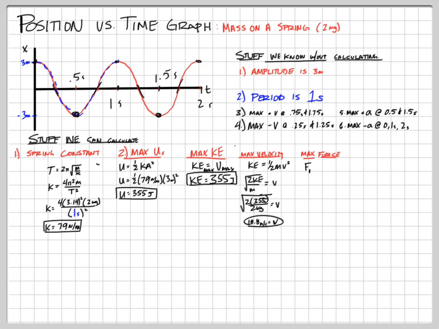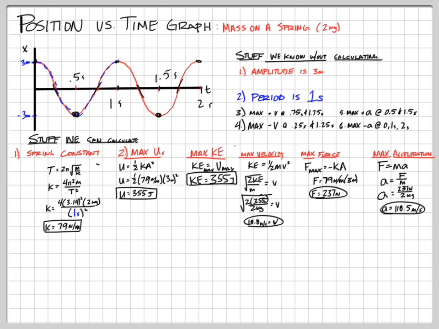Maximum force is just k times my maximum position, or k times my amplitude. So that maximum force is the spring constant, 79 newtons per meter, times 3 meters. Maximum force comes out to be 237 newtons. Once we have the maximum force, we can find the max acceleration. Force equals mass times acceleration. Acceleration is force divided by mass. So 237 newtons divided by 2 kilograms. My maximum acceleration is 118.5 meters per second squared.